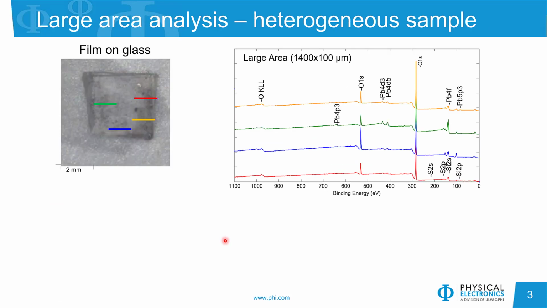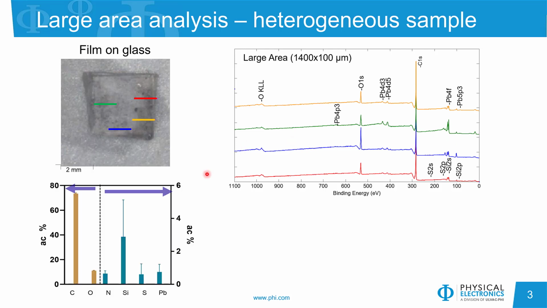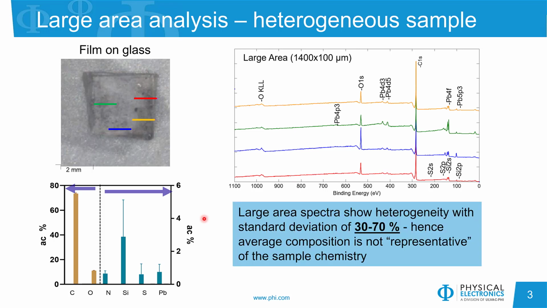The second example is very similar. We have a film on a glass sample, but in this case, the sample is heterogeneous. So when we acquire large area spectra, we immediately see differences in intensity of peaks in our survey spectra. And when we look at the standard deviations, we see that for some of the elements, the standard deviation is of the same magnitude as the actual concentration. So in this case, large area spectra points to heterogeneity with really large standard deviation, and therefore average composition cannot be accepted as representative of the sample chemistry. Some deeper investigation has to be done in order to understand what we indeed have at the surface.